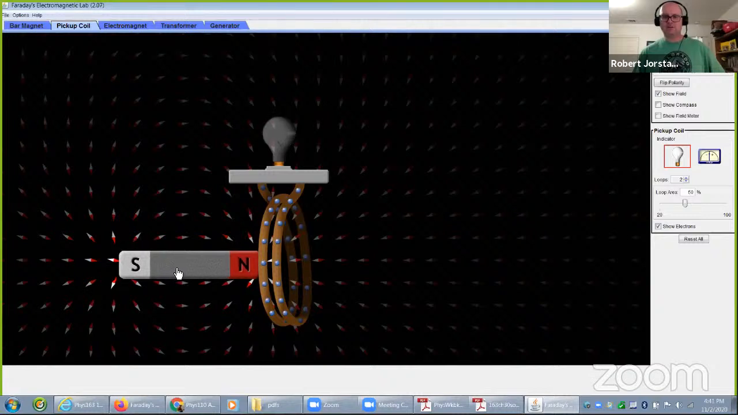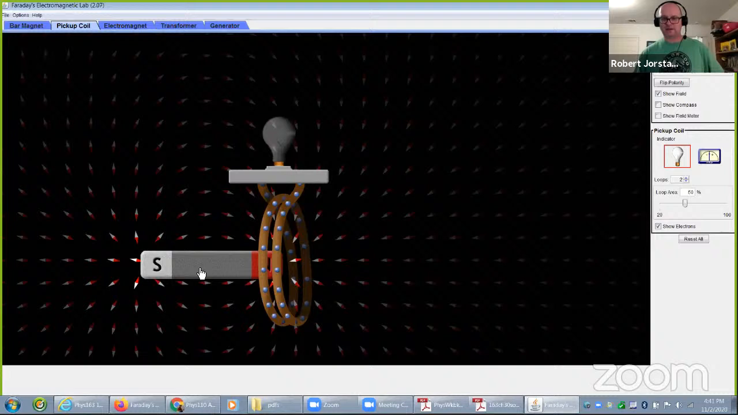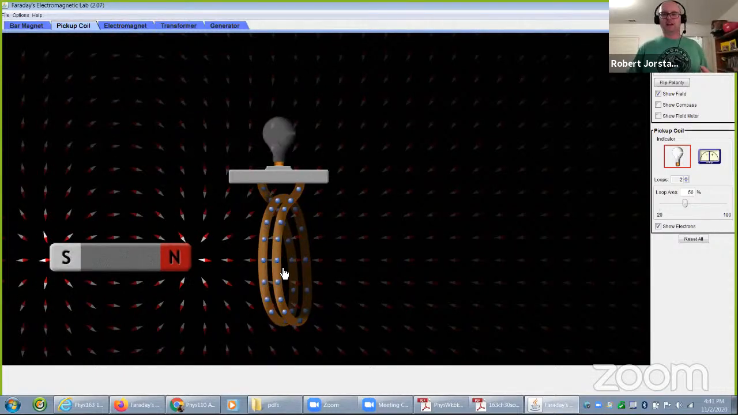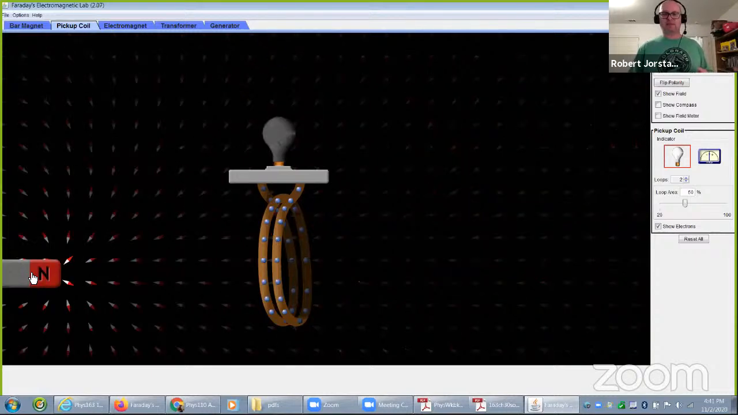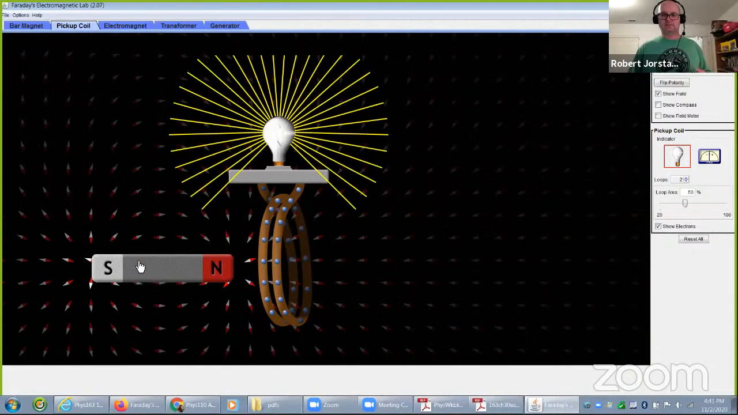Now I could move this very slowly. If I move it very slowly, the flux is changing, but the flux is not changing very rapidly. Right now, I have a massive flux. This is about as big as the flux will get because the magnet is right next to the loop. All of those field lines are pretty much going right through there. So now I could pull this magnet away rapidly and you get a large light. So if you change the flux rapidly, you get a lot of light.